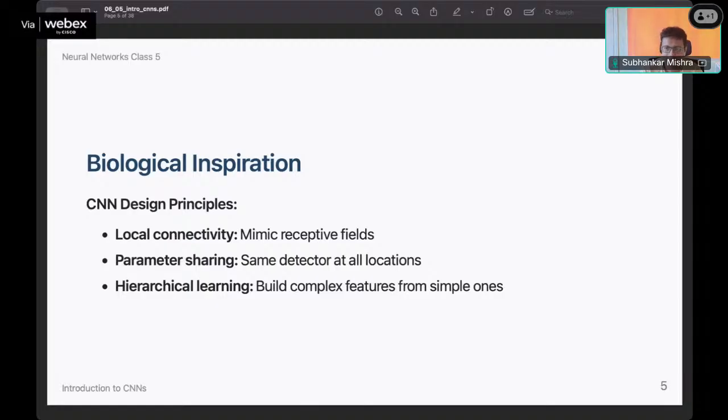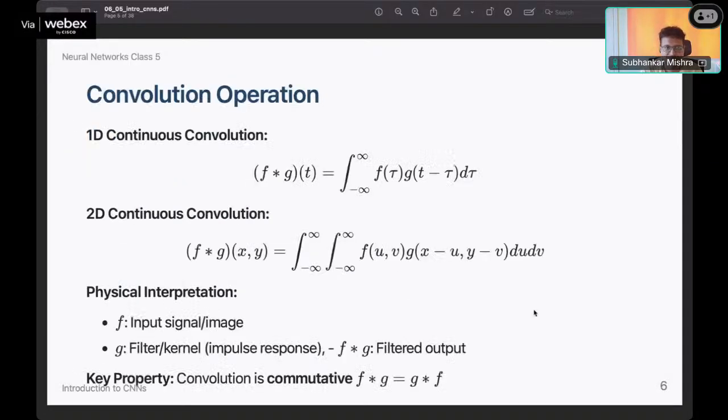But CNNs actually became very big after 2012 when AlexNet won, basically. And compute has to be given the goal.